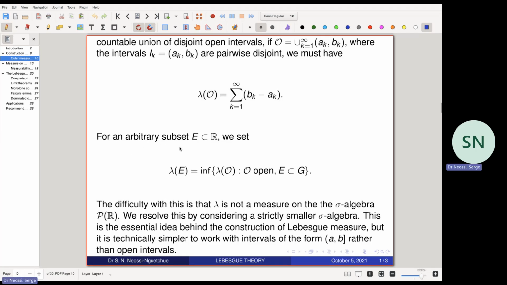So for an arbitrary subset E of R, which is not necessarily an open interval, we will define lambda E to be the infimum of lambda O, where O is an open set and E is contained in O.